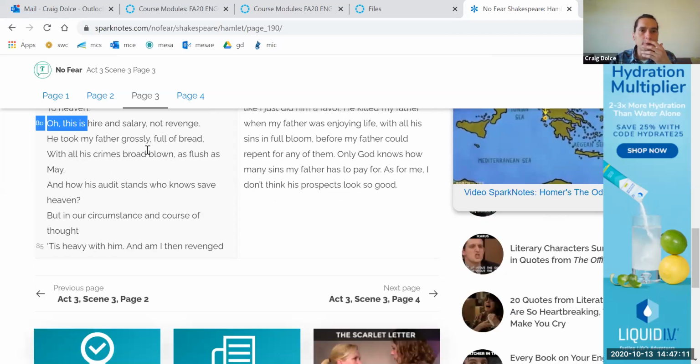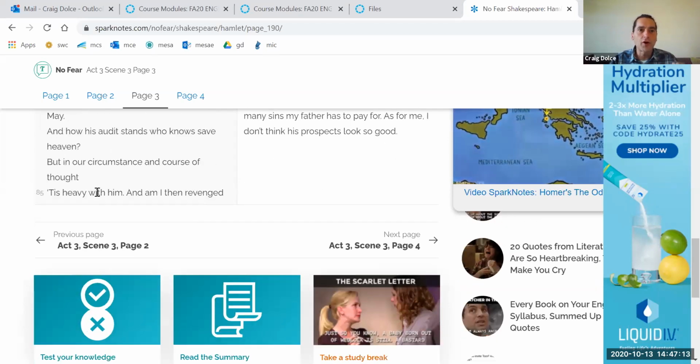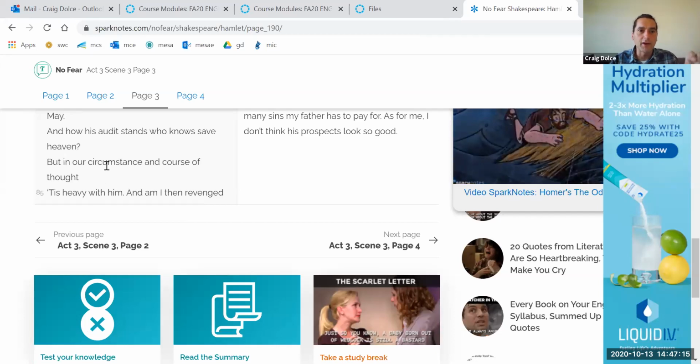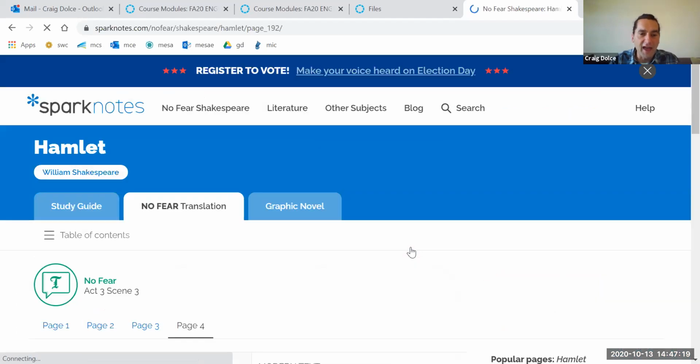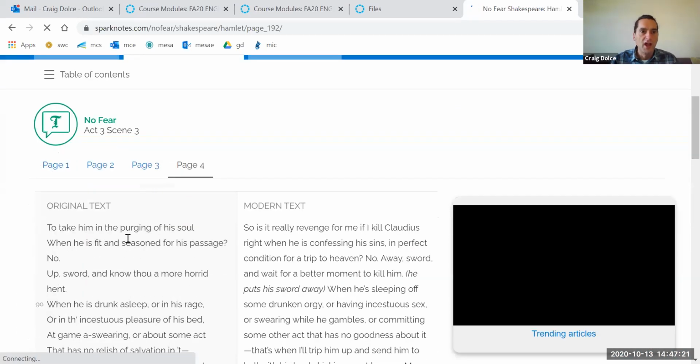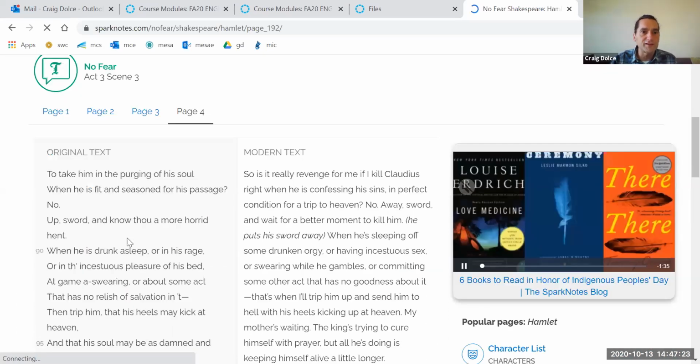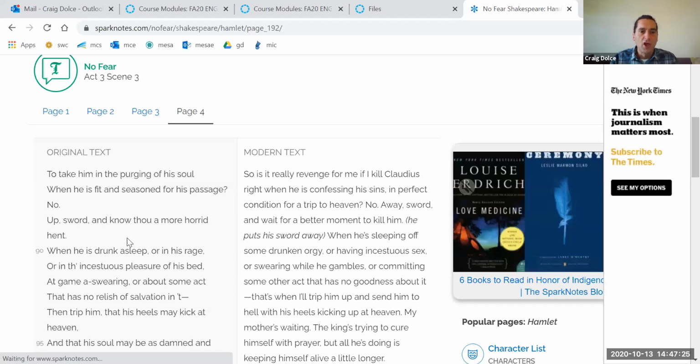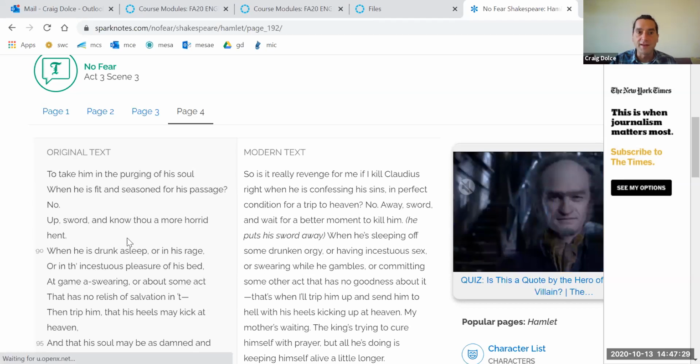"With all his crimes broad blown, as flush as May, and how his audit stands who knows save heaven? But in our circumstance and course of thought, 'tis heavy with him. Am I then revenged?" Again, this notion of revenge. "To take him in the purging of his soul, when he is fit and seasoned for his passage? No. Up, sword, and know thou a more horrid hent."